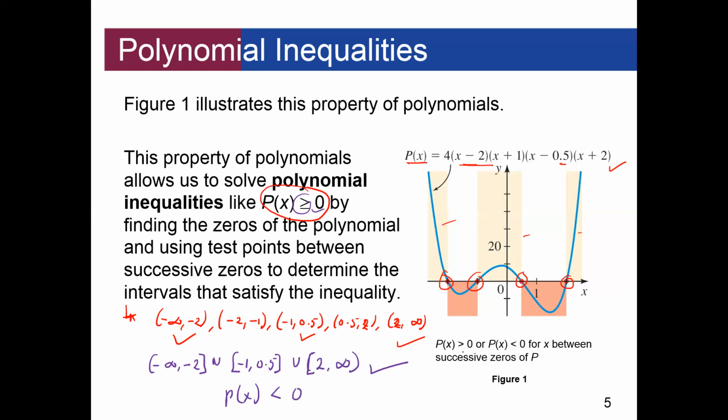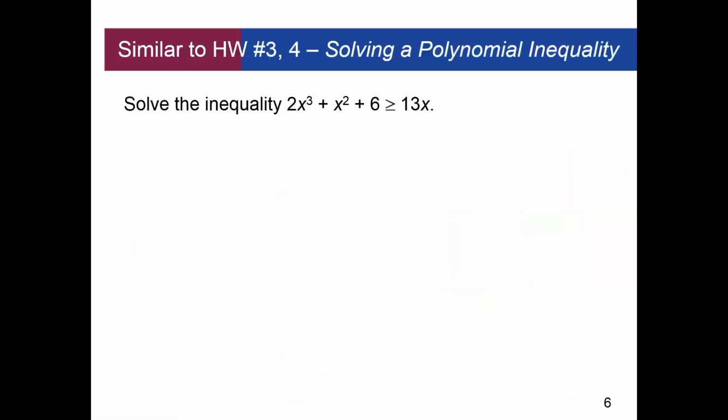Okay, below the x-axis, excluding what? The zeros. So the solution to that will be what? From negative infinity, negative 2 to negative 1, with parentheses on that, and also from 0.5 to 2. So that will be the solution for this inequality below the x-axis.